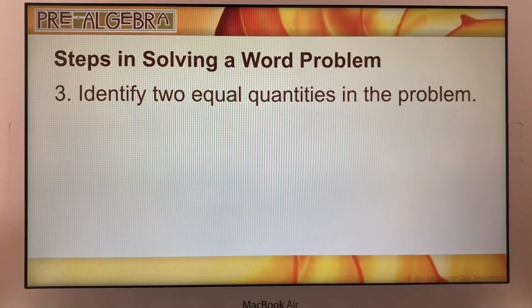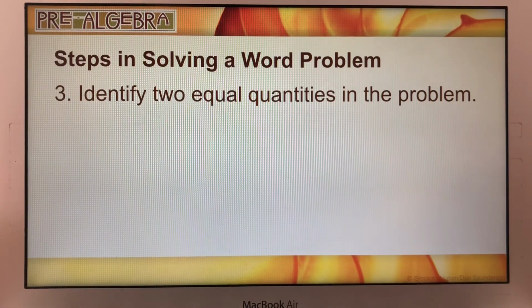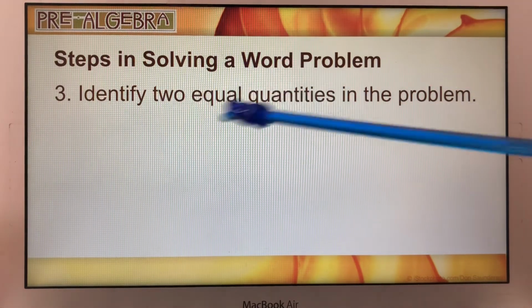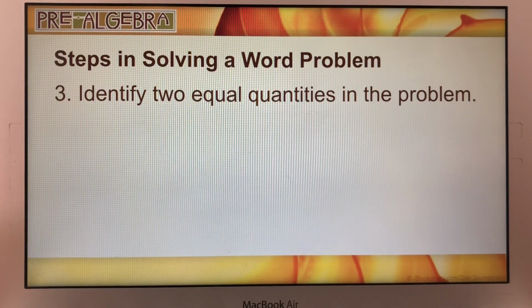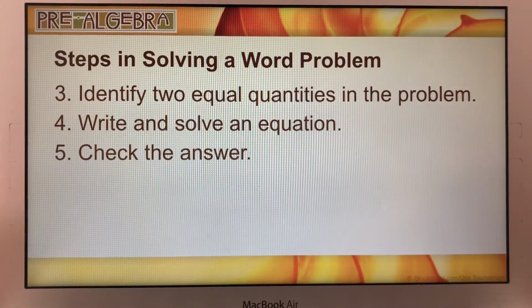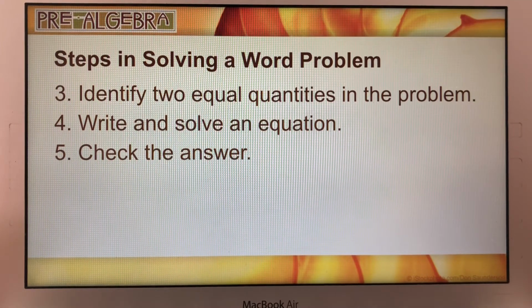Okay. Identify two equal quantities in the problem. So the phrases that are on either side of your equal sign, those are the two equal quantities that you need to identify, or rewrite into our mathematical phrase, and then that will give us the equation. Write and solve an equation, and then check your answer. To check your answer, you can plug the value that you get for your variable back into the equation, and then check to make sure that you've gotten the correct answer for your variable.